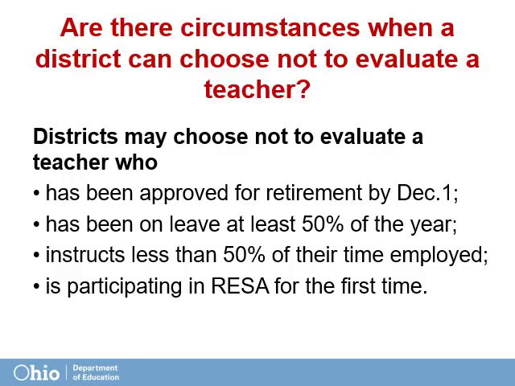Like the previous slide, this is not a change in the revised OTES. There are circumstances when districts may choose not to evaluate a teacher. This includes a teacher who has been approved for retirement by December 1, a teacher who's been on leave at least 50% of the year, one who instructs less than 50% of their time employed, or one who is participating in RESA for the first time.